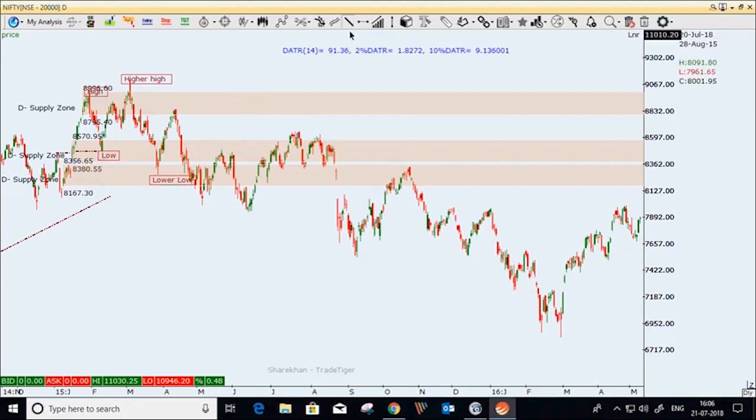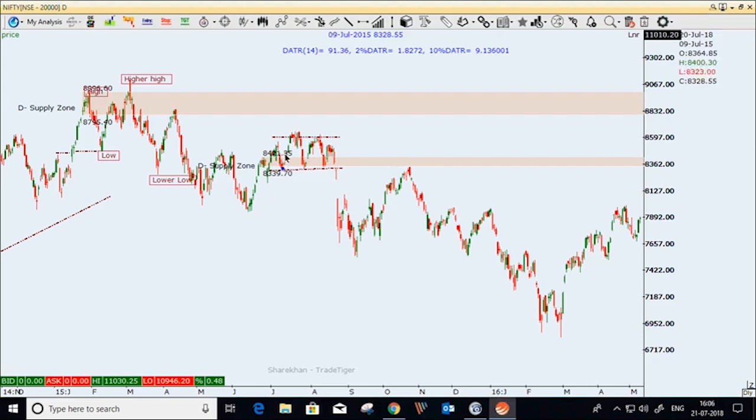Can I say that this entire area is a redistribution? If it is a redistribution, inside that we have a high, low, higher high, lower low. Can you see that? Friends, can I say this is a redistribution? Price is moving sideways. Inside that what happened? High, low, higher high, lower low.